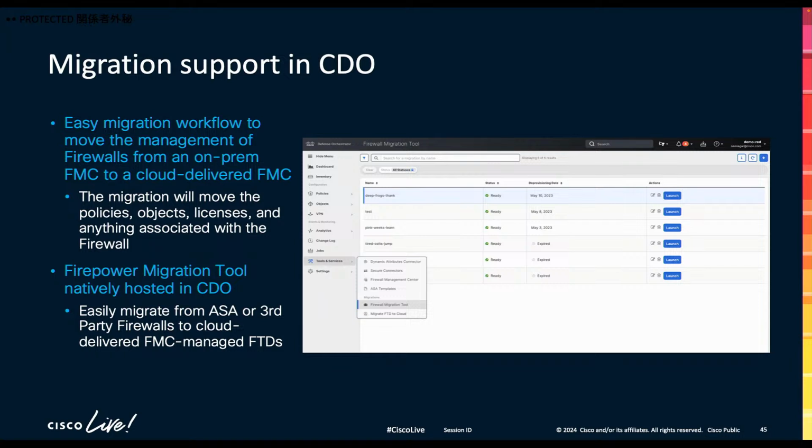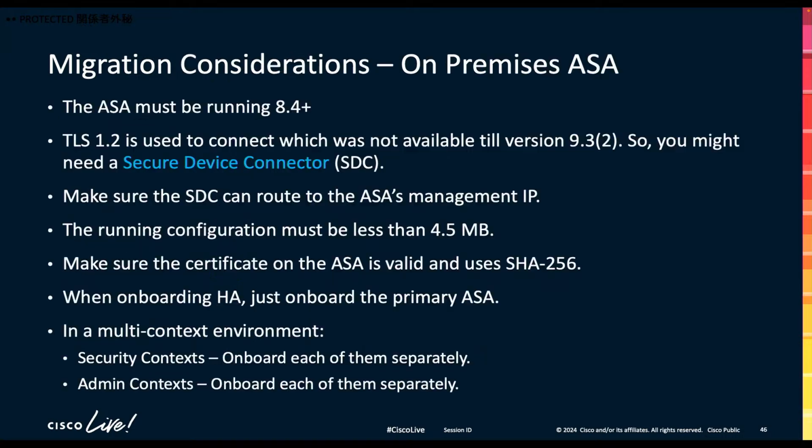Perfect. So the firewall migration tool can take config from any firewall, third party included, right? Company starting with P, company starting with F. It can take the configs off of those firewalls, convert them into Cisco firewall config, and then use the migration tool to onboard that into CDO directly. It's native in the CDO GUI. So I don't have to go run a different tool, do it offline, and bring it in. I could just do it from the GUI itself.